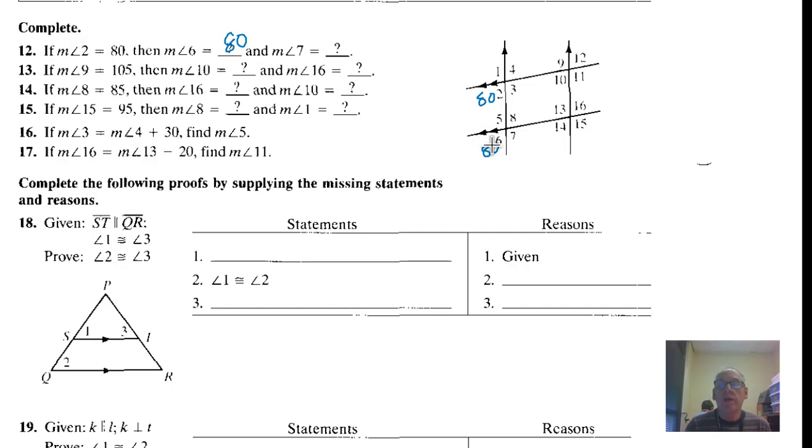And let's look at angle 7. Angle 7 is a linear pair, which is supplementary to 80. 180 take away 80 leaves 100. So angle 7 is going to be 100 degrees. Let me erase those and we'll go to the next part.